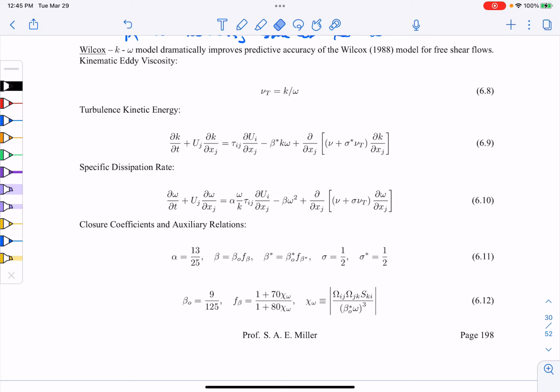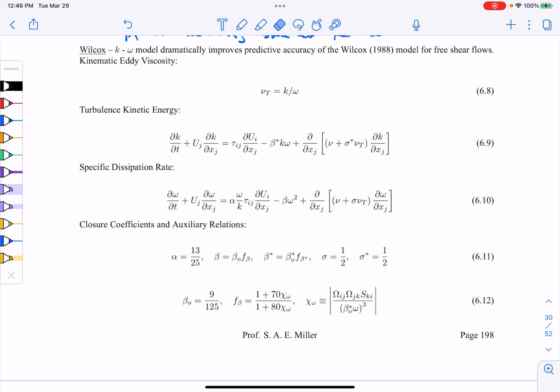Okay, so let's look at the Wilcox K omega model. Without getting into the derivation too much, I can just summarize it as follows. The K equation was already formulated, eddy viscosity already formulated, and there's an omega equation which needed modification. The omega equation was formed originally by dimensional analysis, and its major correction was putting it in a form which is sort of consistent with the K equation.